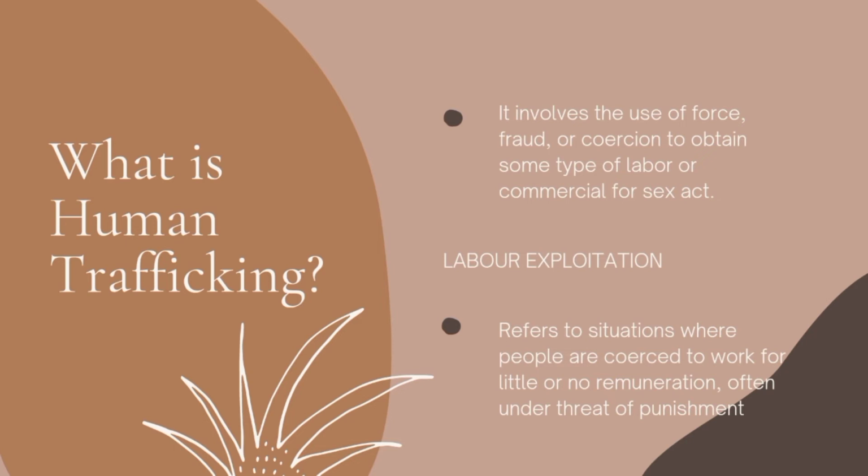But it doesn't only revolve around that. Human trafficking also involves labor exploitation. So, what do we mean by labor exploitation? Labor exploitation refers to situations where people are coerced to work for little or no remuneration, often under threat of punishment. If we say coercion, it is threatening or forcing people. Therefore, labor exploitation is when people are forced to work without remuneration, or without pay. Or if they are paid, it is only a little. And they are still forced. So labor exploitation is a part of human trafficking.